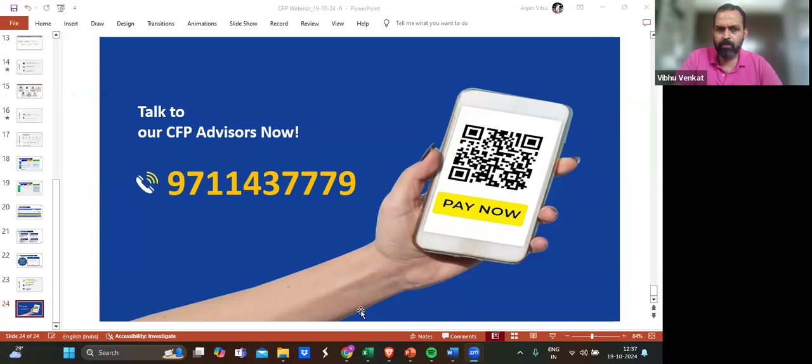Also, the data, Rajveer ji, the data is the active CFP in India is close to 2700. Yes, it is 2700.